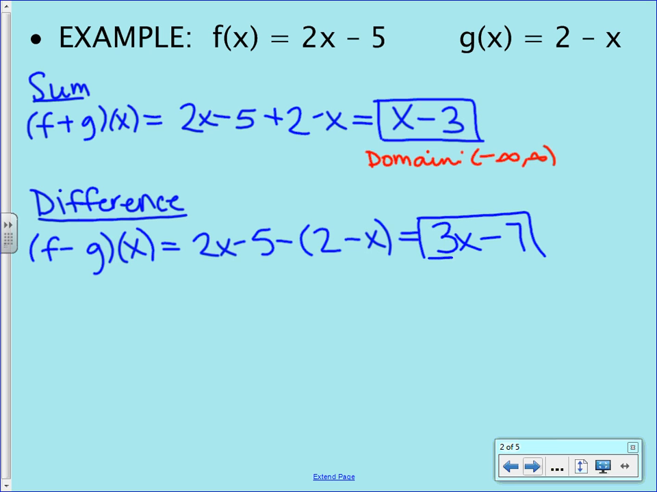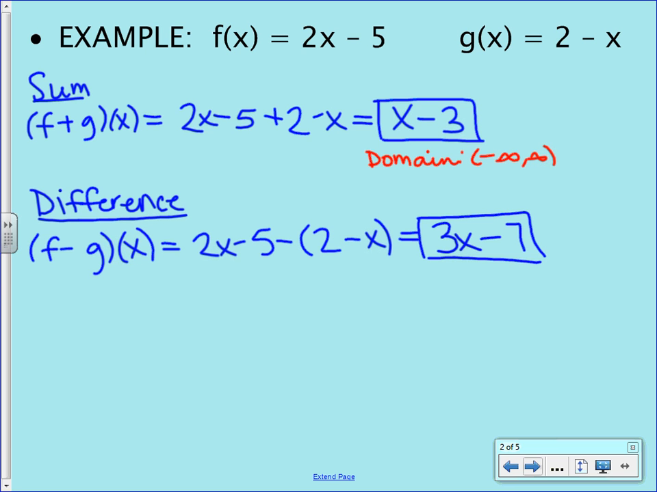Now, if you need to distribute that negative through and rewrite it all and then combine like terms, go for it. If you can think about it in your head, go for it. We're past algebra 1, we're past algebra 2. I will let you decide what you need to do in order to help you. If you have problems forgetting to carry that negative through in your head, then write it out.